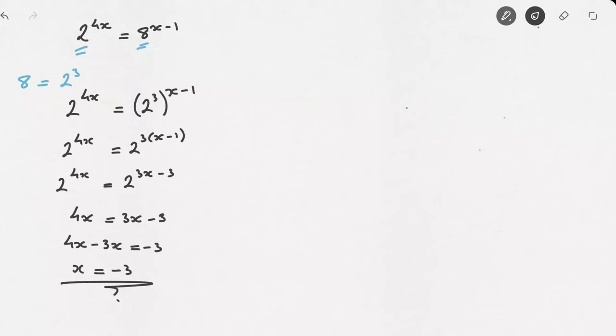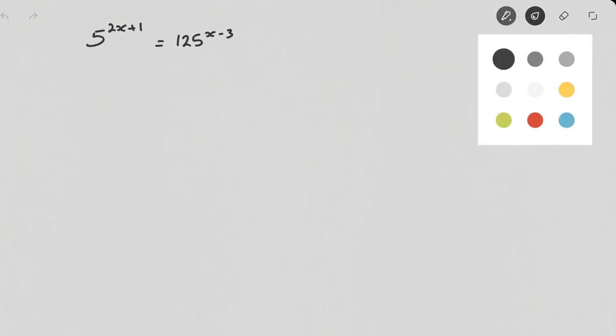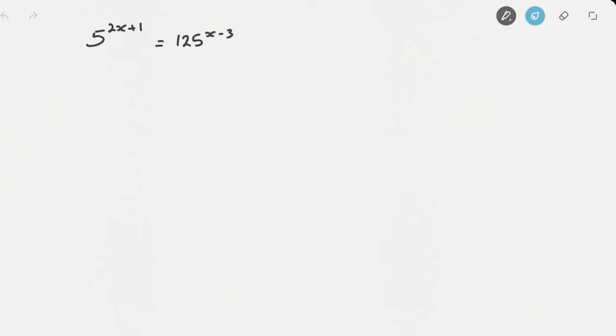Let's look at another example. Let's say we have to solve 5 raised to the power of 2x plus 1 equals 125 raised to the power of x minus 3. Well, once again, in this case, the trick is to write each of the two sides of the equation as powers of the same number. Here we can see that we have a 5 on the left-hand side and 125 on the right-hand side. So we need to pick up on the fact that 125 is equal to 5 to the power of 3.